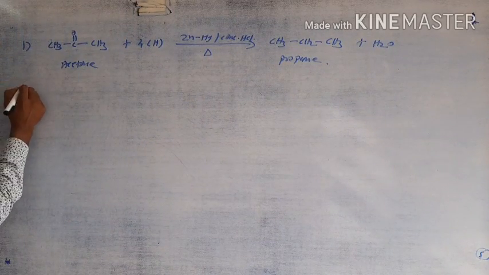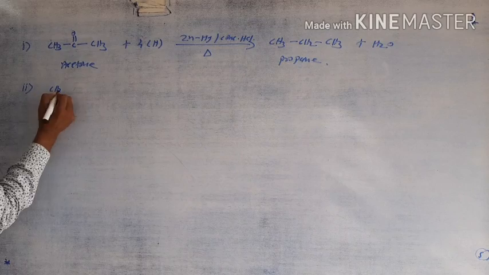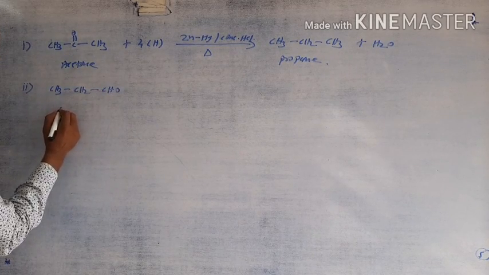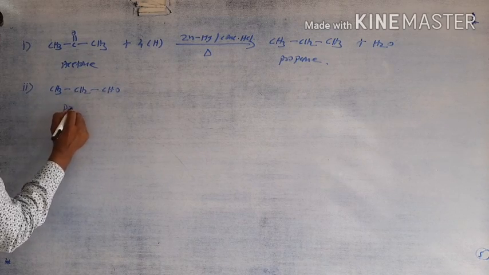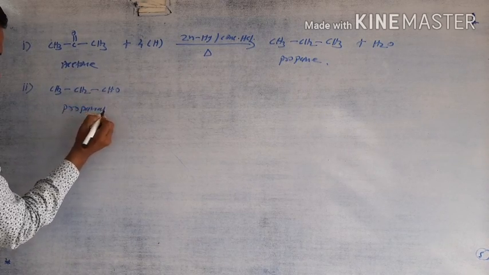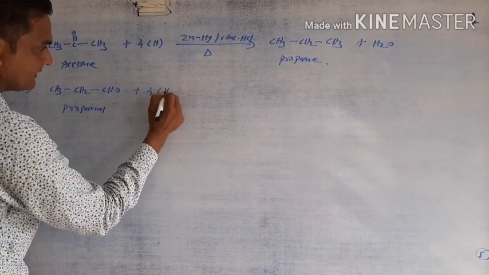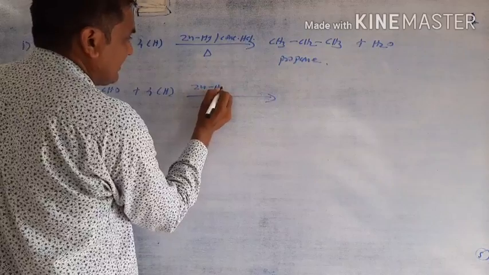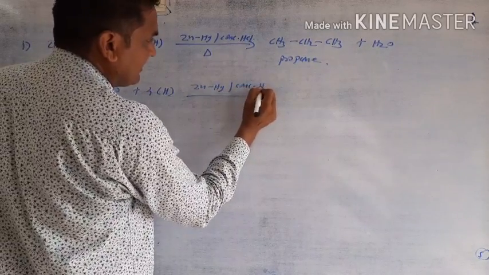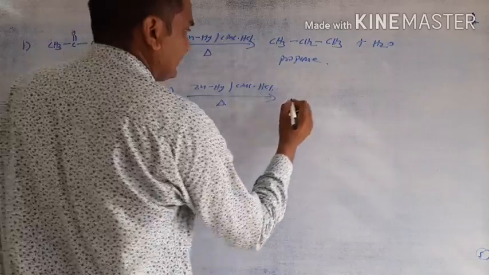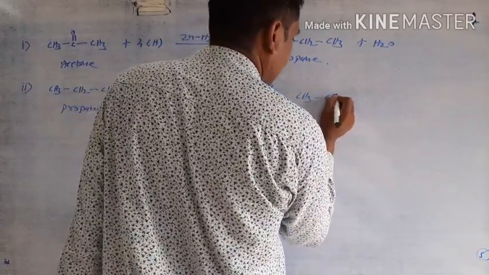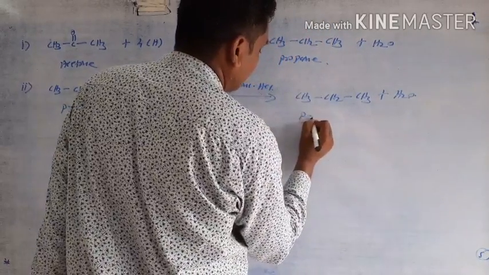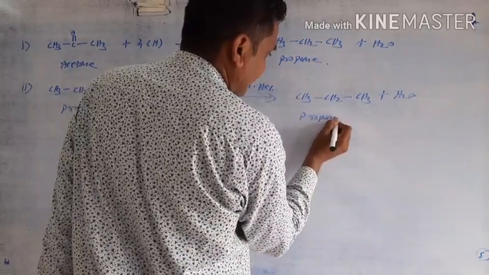Another example, suppose that CH3CH2CHO, this one is the propanal, reacts with Zn-Hg in presence of concentrated HCl, then gives CH3CH2CH3. This one is also propane.